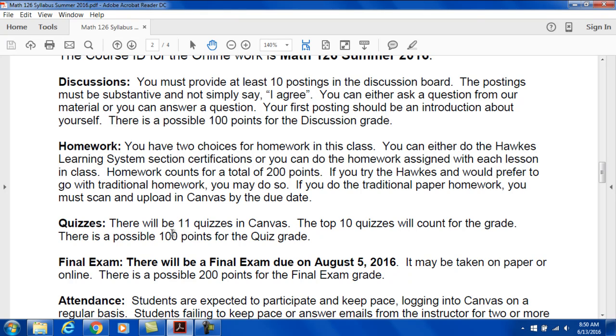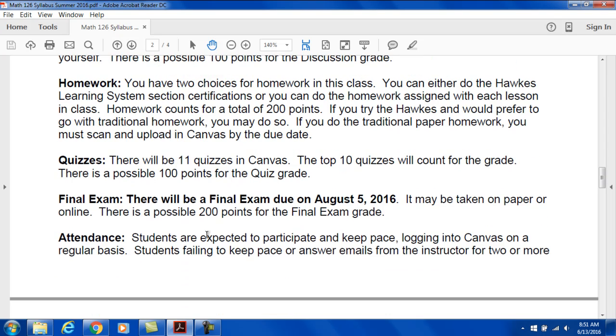Okay, quizzes. There will be 11 quizzes in Canvas. The top 10 quizzes will count for the grade. There's a possible 100 points for the quiz grade. Final exam. There'll be a final exam due on August 5th, 2016. It may be taken on paper or online. There's a possible 200 points for the final exam grade.